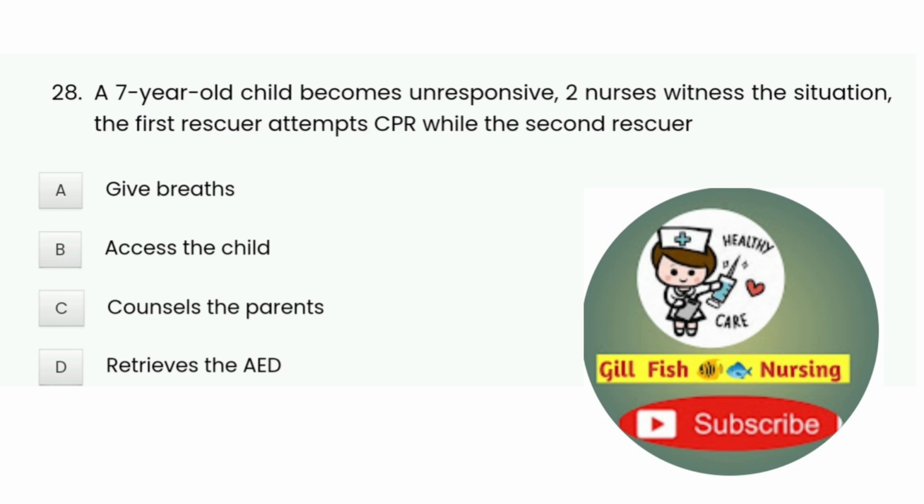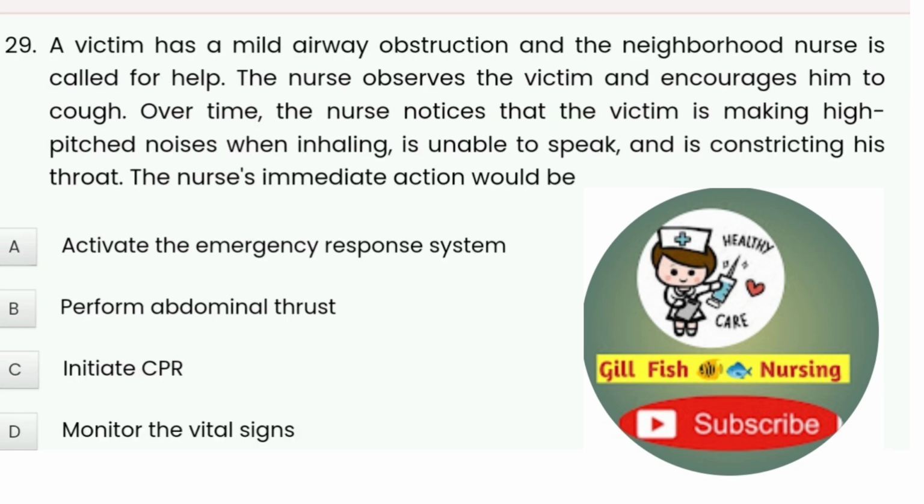Next question. A 7-year-old child became unresponsive. Two nurses witness the situation. The first rescuer attempts CPR while the second maneuvers: option A, give breaths; option B, assess the child; option C, counsel the parents; option D, retrieve the AED. So what could be the correct answer for the second rescuer? Option D, retrieve the AED, is the correct answer.